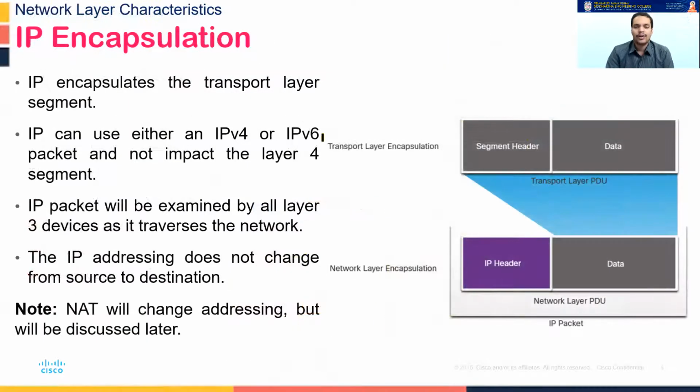Now the IP encapsulation part is simple. Imagine that this is the segment that is given by your transport layer. Once it is given by the transport layer, it goes into the data section, and the network layer adds something called an IP header to it. Now this becomes your network layer PDU. PDU stands for Protocol Data Unit.